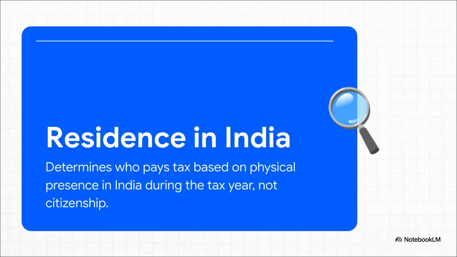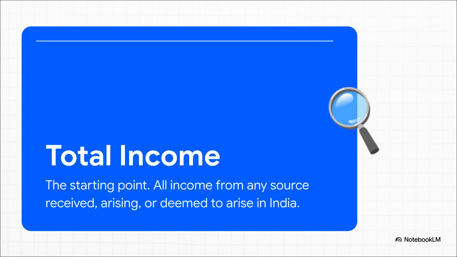So, we've got our time frame. Now, who's actually in the race? Well, Clause 6 answers that with the idea of residence. And this is absolutely critical. It's not about your citizenship. It's about your physical presence in India during that tax year. That one factor, where you were and for how long, determines if your rupee even has to play by Indian tax rules at all.